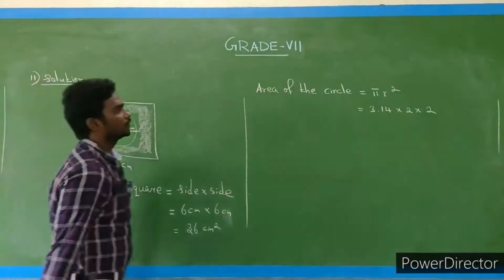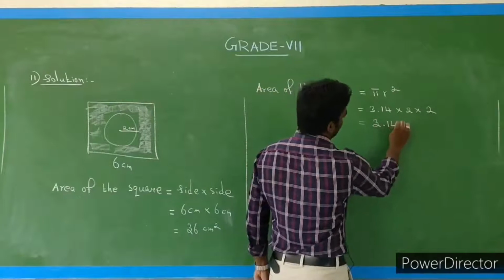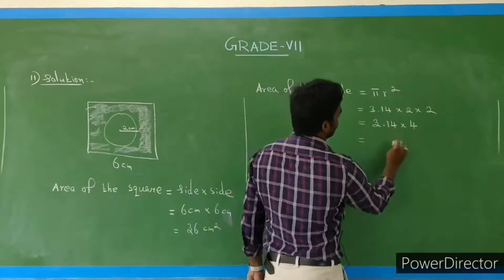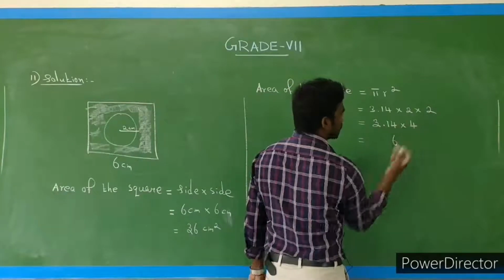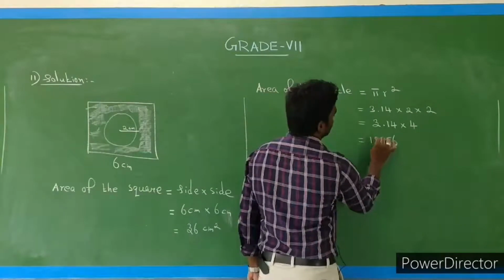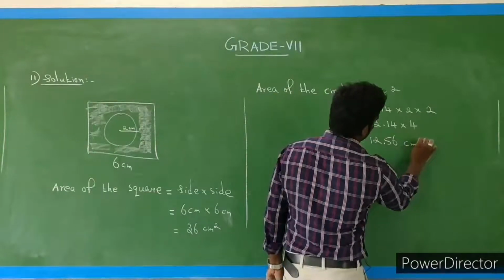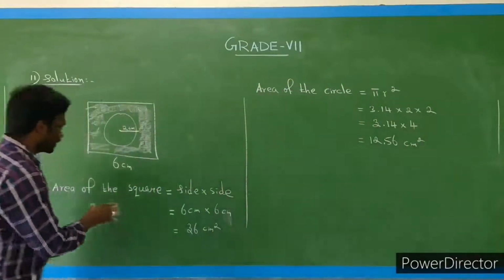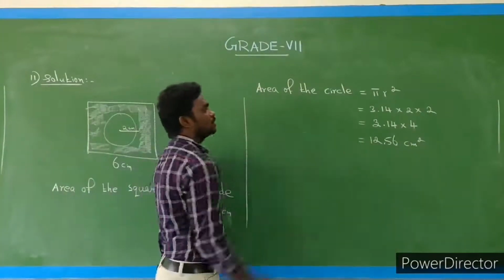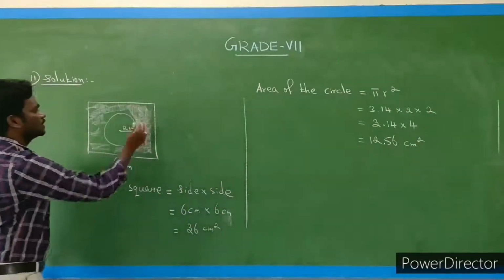So 2 into 2, which is equal to 3.14 multiplied by 4. So here 4 4s are 16, remaining 1. 1 4s are 4 plus 1, what is that? 5. So 3 4s are 12. So the value is 12.56 centimeter square. So area of the square is equal to 36 centimeter square and area of the circle is equal to 12.56 centimeter square. We have to find the remaining area of the aluminum sheet.